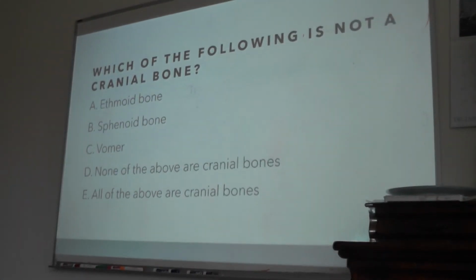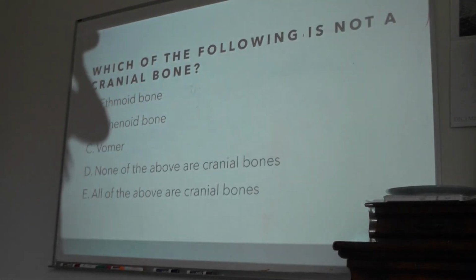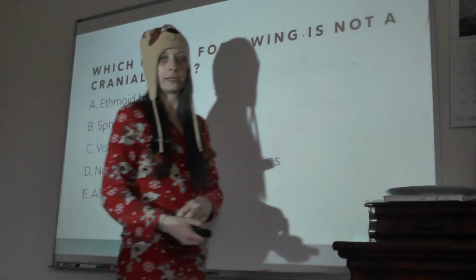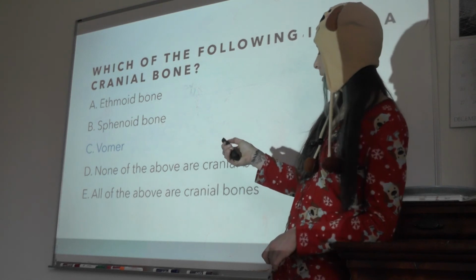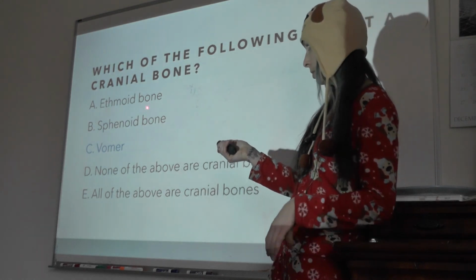Which of the following is not a cranial bone? A, the ethmoid bone. B, the sphenoid bone. C, the vomer. D, none of the above are cranial bones. E, all of the above are cranial bones. Yeah, the answer is the vomer. The vomer is not a cranial bone. Cranial bones touch the brain somewhere, and our ethmoid bone and sphenoid bone both touch the brain.